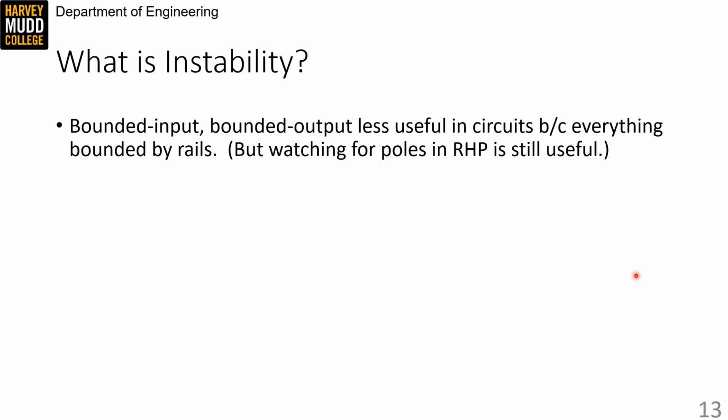And specifically, that's watching out for poles in the right half plane. Poles in the right half plane probably still mean our amplifiers are going to be unstable. We just don't know how to define what unstable means yet. And that, by the way, is because if we have poles in the right half plane, then our signals are going to fly off to the rails, and that usually isn't useful.